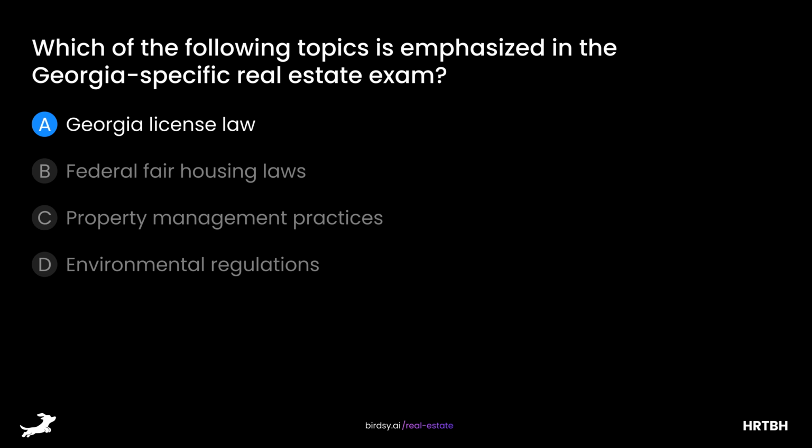Which of the following topics is emphasized in the Georgia-specific real estate exam? Is it A, Georgia license law, B, federal fair housing laws, C, property management practices, or D, environmental regulations? The answer is A, Georgia license law.